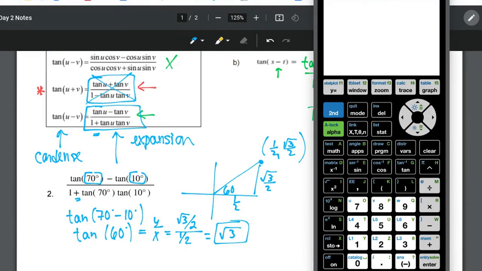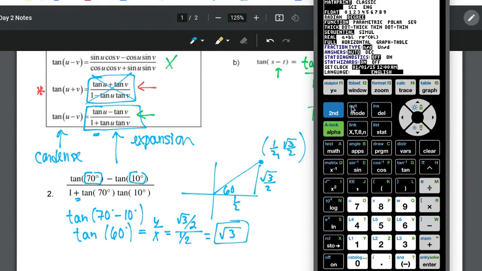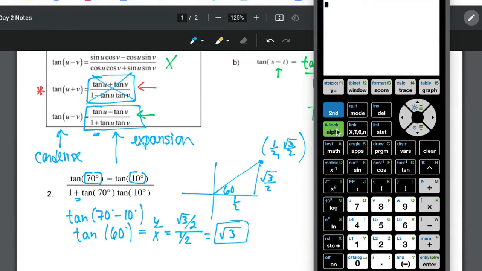Number 2 would be a great one to verify with our calculators. So first, we would double check that we are in degree mode. We could just type in this exact problem. And so I just did alpha y equals, so I get a numerator and a denominator. And I'm going to do tangent of 70. And then make sure you close your parentheses, minus tangent of 10. And again, make sure you close your parentheses.